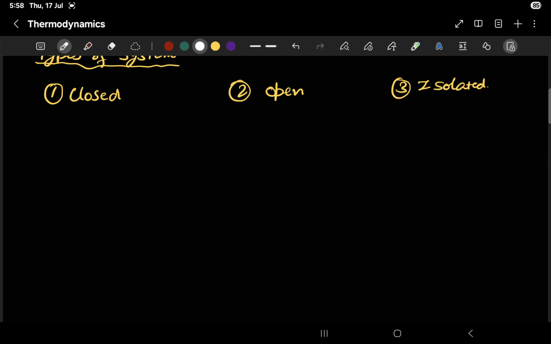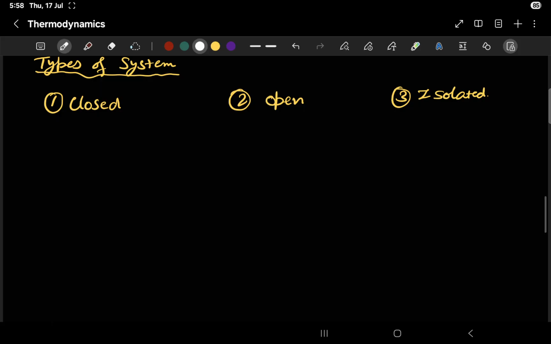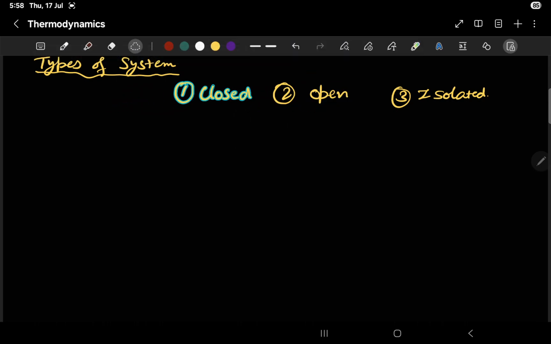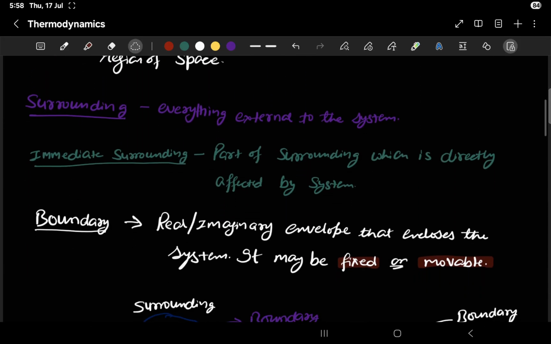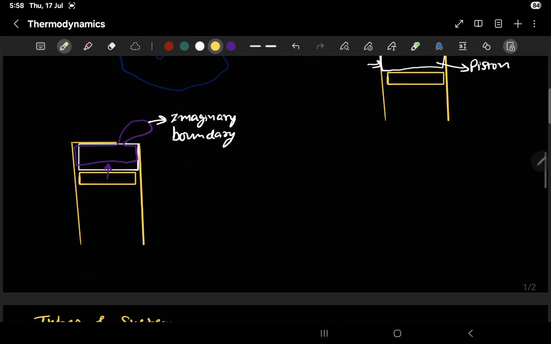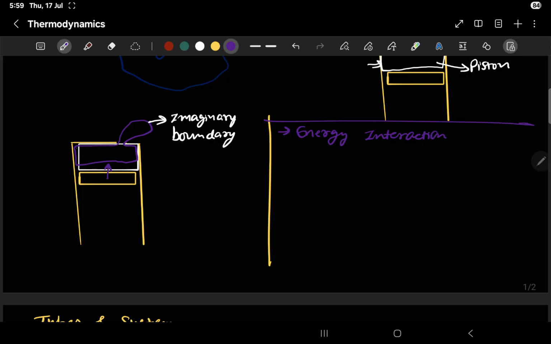So if the boundary of the system is, let's talk in terms of energy interaction and mass interaction. So here we forgot one thing, and that is energy interaction. Let's talk about the energy interaction first. What is energy interaction? Like the term interaction represents, it is a transfer of energy between system and surrounding.